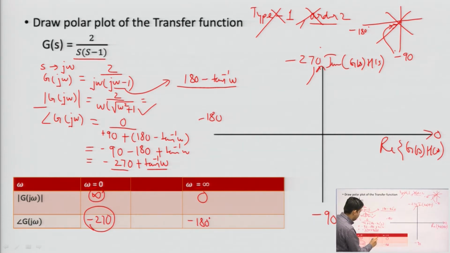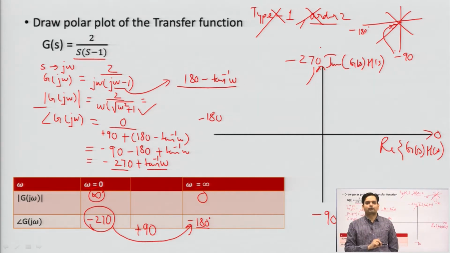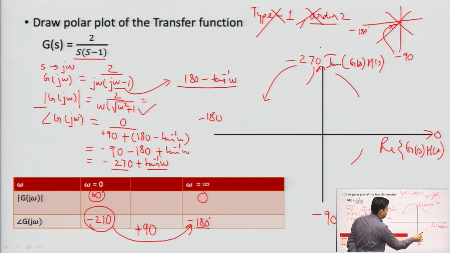Now, I need to terminate at minus 180. So, how am I moving from minus 270 to minus 180? If I add plus 90 to the minus 270, then I can achieve the angle of minus 180. This plus sign means we have to move anti-clockwise from minus 270 to reach minus 180. You can see there are two paths, one is this path, second is you can go from here and go from here, then you can reach minus 180.